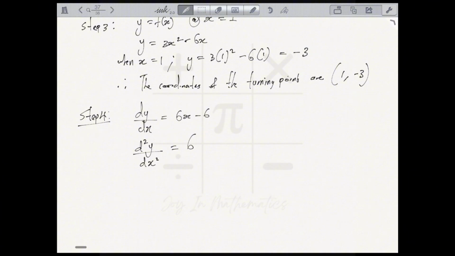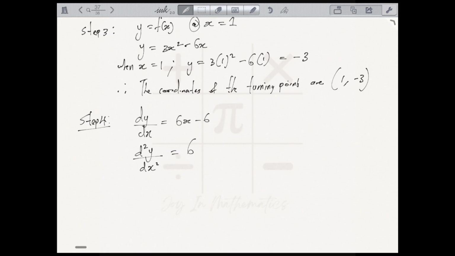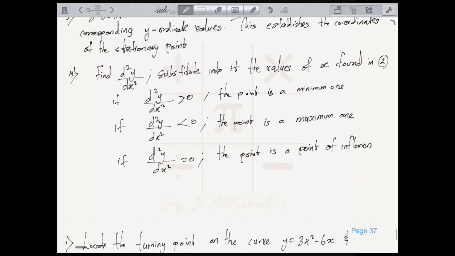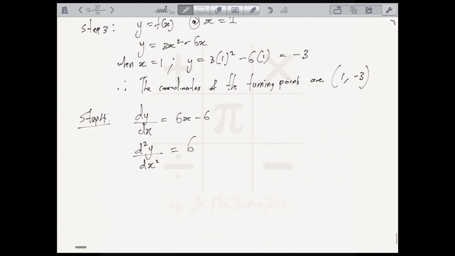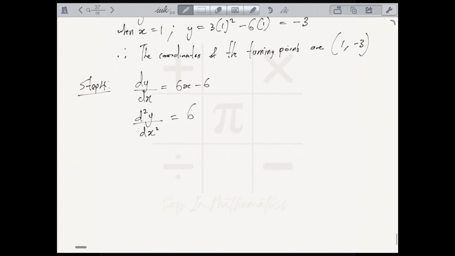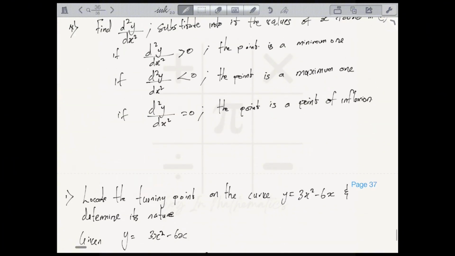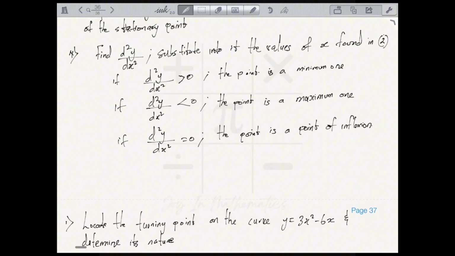Now let's take a look at it again. It says substitute the values of x found in 2. Now if you look at this, d squared y over dx squared, you can see that there is no way we could substitute a value, so we move straight into the next point. It says if d squared y over dx squared is greater than 0, the point is a minimum point.